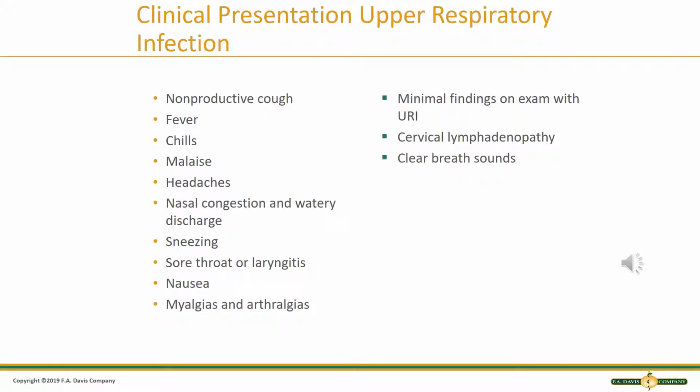Your typical presentation with an upper respiratory illness is going to have some generalized findings such as cough, rhinorrhea, pharyngitis, headache, malaise, myalgias and arthralgias, and irritated mucous membranes. If it's flu, you're going to see a high fever with a sudden onset, body aches, rigors, and shaking, and the patient might look acutely ill. In a regular respiratory infection, you're just going to see minimal findings on exam, and you might see some cervical lymphadenopathy, but you'll typically hear clear breath sounds.